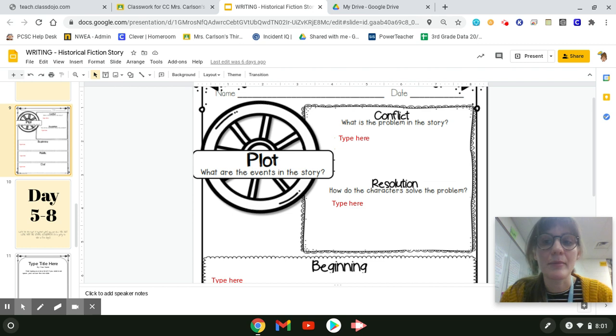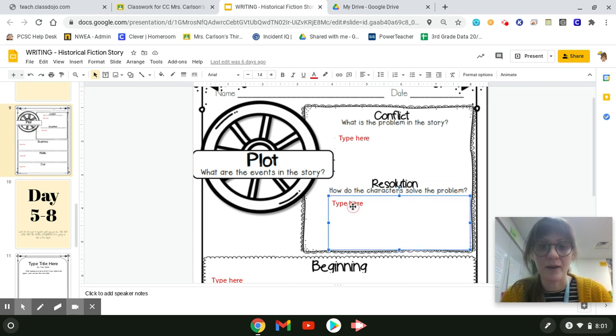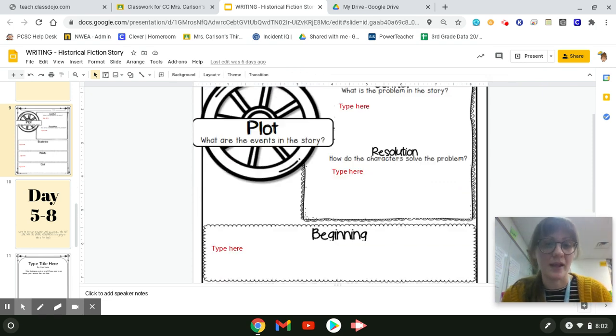For example, if you remember back to our Titanic story, about the little girl on the Titanic that we read in our reading books, the problem was that the Titanic was sinking and the little girl had nowhere to go, right? Then you come up with a resolution to that problem. How do the characters solve the problem? Resolution right here. So then you come up with a way that the problem is solved, because we know all really good stories have a conflict, something that's a problem, and a resolution at the end. So that will get your brain thinking about what you want your story to be.